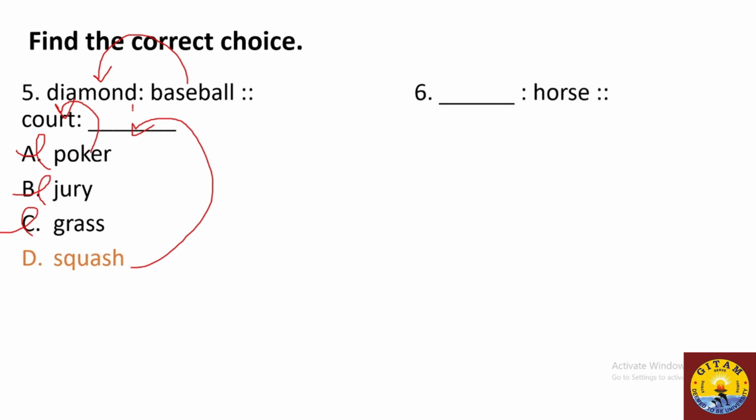Now look at the relation. What is to horse as board is to train? By the way, we board a train. We board a train in order to travel, right? Stable is a place where horses are kept, right? I don't think this is the same as board is to train. We board the train to travel.